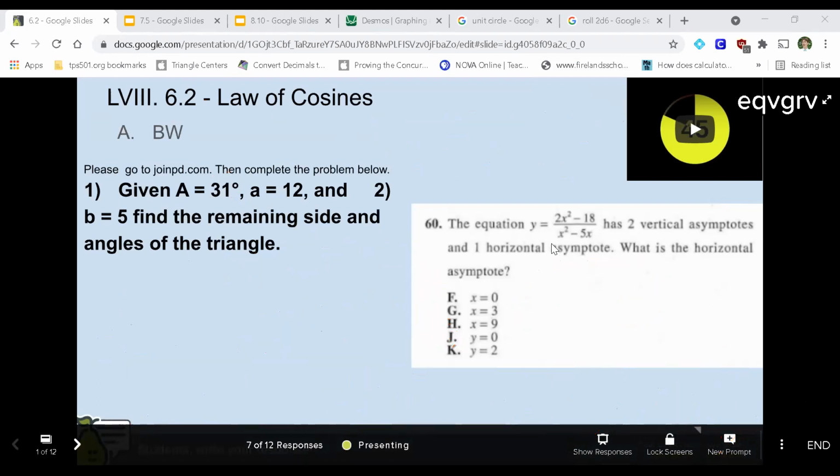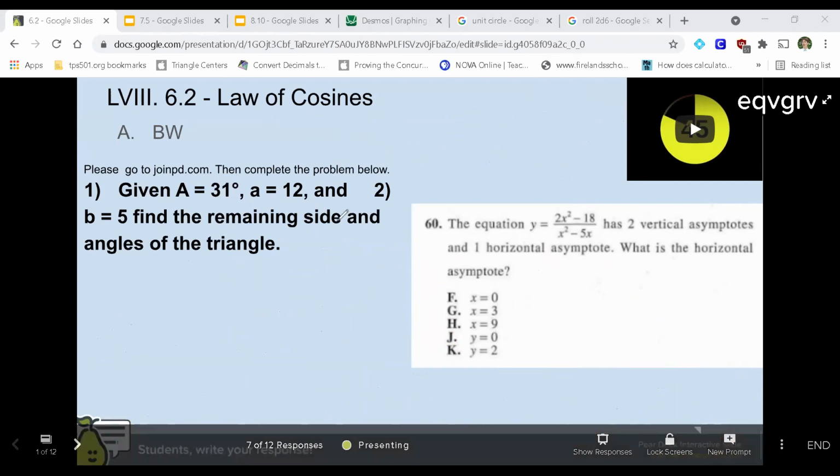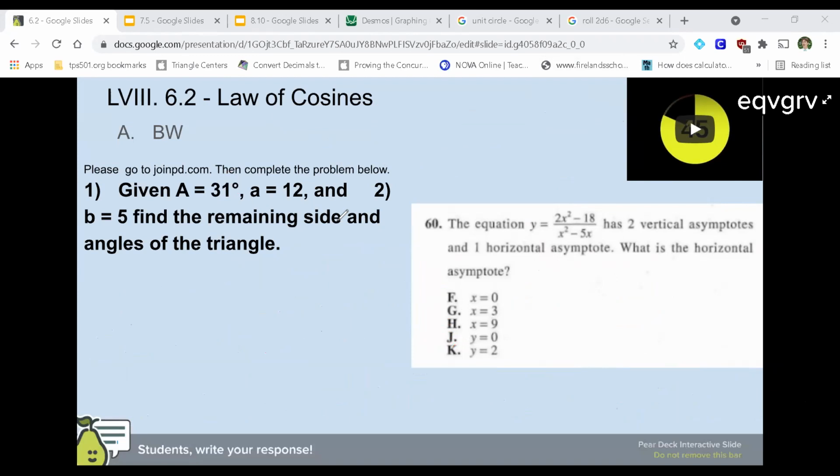All right, number 60. The equation y equals 2x squared minus 18 over x squared minus 5x, this rational equation here, has 2 vertical asymptotes and 1 horizontal asymptote. What is the horizontal asymptote? Does anyone remember the test? Do you remember? What do you do?